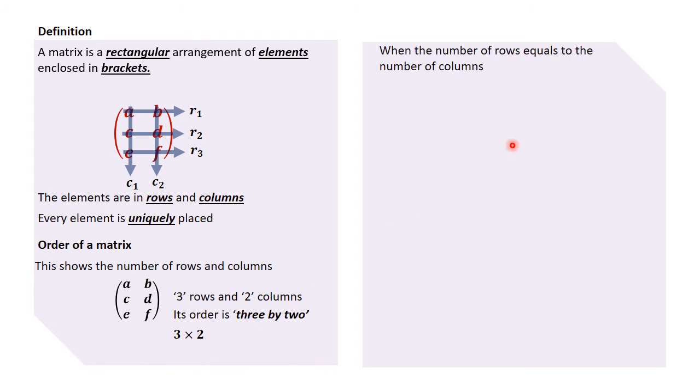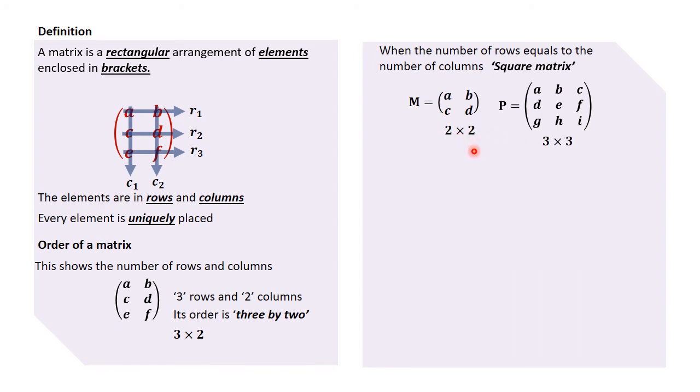Now, please notice also that when the number of rows is equal to that of the columns, we normally call it a square matrix. An example is the matrix M we have there. M is a matrix A, B, C, D, and it has 2 rows, 2 columns. And P, another example, is the matrix A, B, C, D, E, F, G, H, I. It has 3 rows, 3 columns. And therefore, those two are square matrices. The first one is of order 2 by 2 because it has 2 rows, 2 columns. The next one is of order 3 by 3 because it has 3 columns and it also has 3 rows.